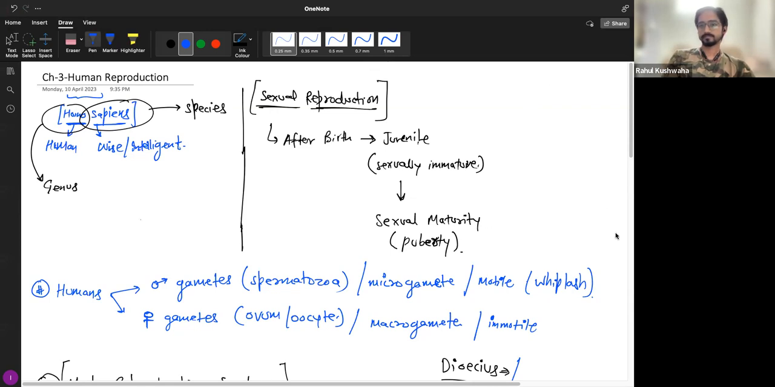Primary sex organ is the testis, and a secondary sex organ is the penis. Accessory sex organs are the prostate, seminal vesicle and bulbourethral gland also. Reproductive ducts are epididymis, vas deferens, rete testis, and urethra. That's it.